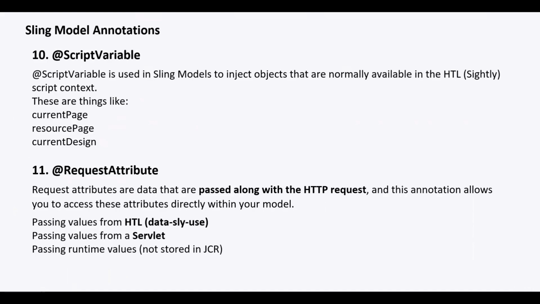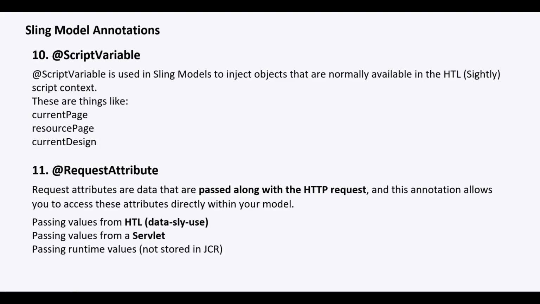Hello everyone. In the previous lecture, we already talked about the Sling object as well as the OSGi service annotation. So today we are going to talk about the script variable annotation as well as the request attribute annotation. First we'll discuss the script variable annotation, and after that we'll discuss the request attribute annotation.